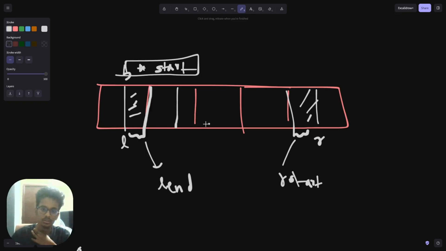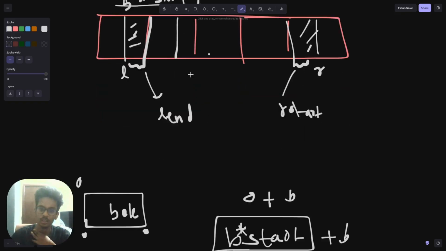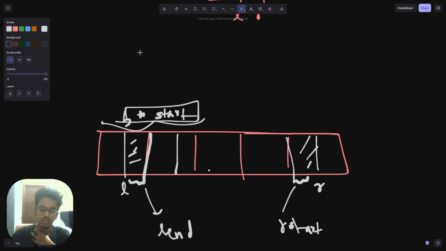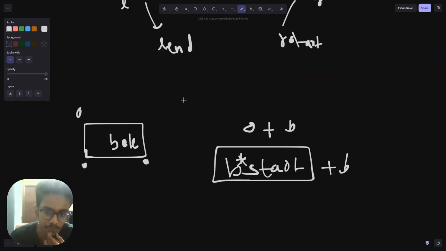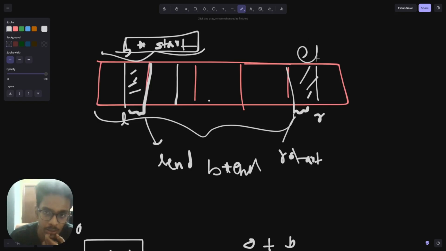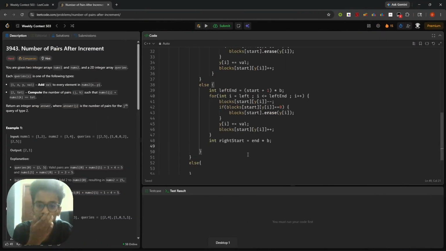Start block was this, so b into start would be the preceding elements. In the previous blocks there were b into start elements. Now to compute the start of this one, before this there are b into end elements. This block is the end block, which is partially taken. So before this block there are end into b elements. So you have the index of right start now.